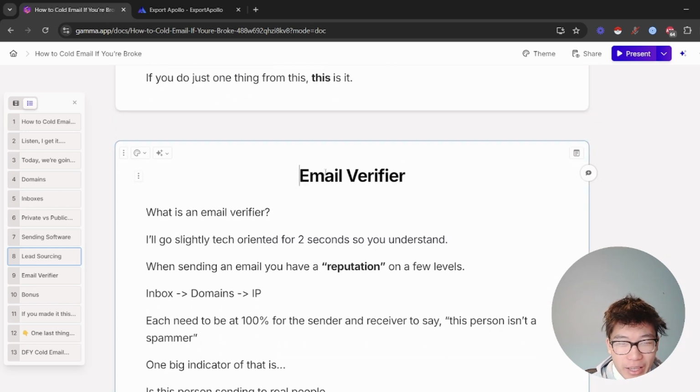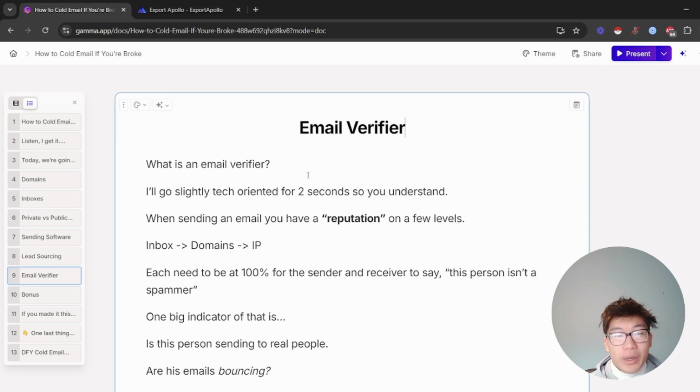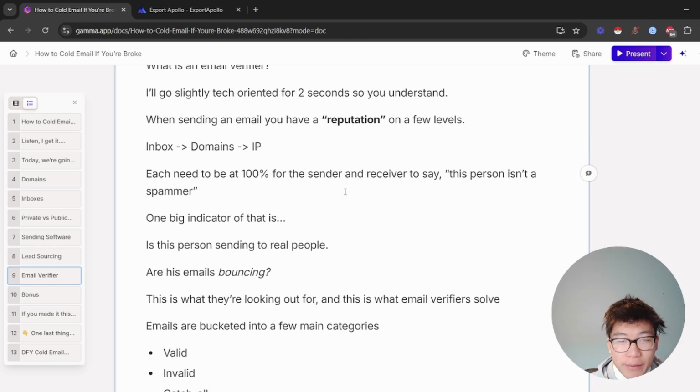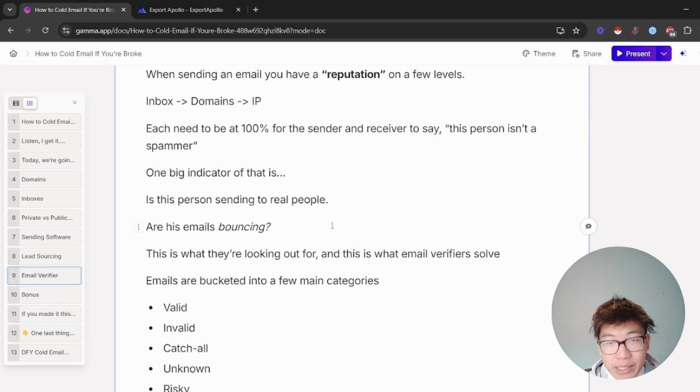Awesome. So email verifier is next on the list. So what is an email verifier? Right. I'm going to go slightly tech oriented for like 2 seconds so you actually understand what I'm saying. When sending an email, you have a reputation on a few levels, right? Inbox, domain, and IP, right? There are 3 different levels to this. And each needs to be at 100% for the sender and receiver to say, this person isn't a spammer, right?